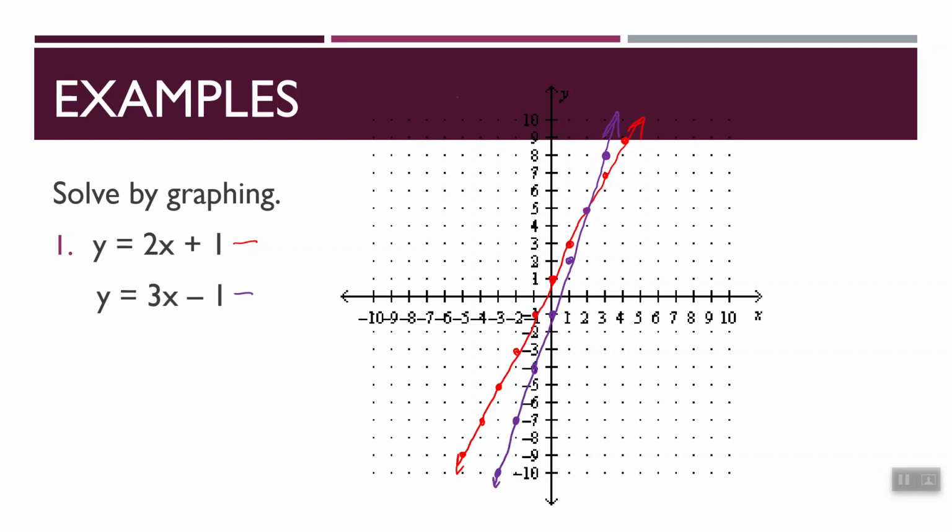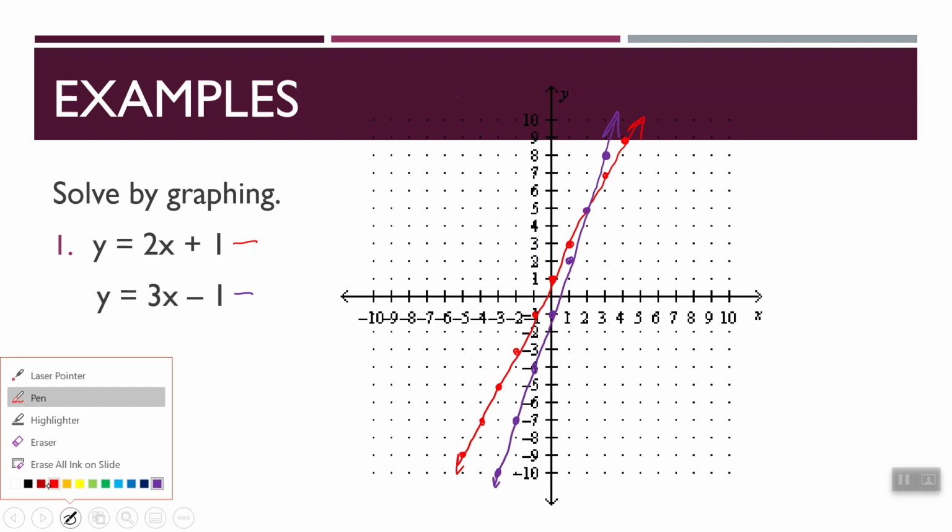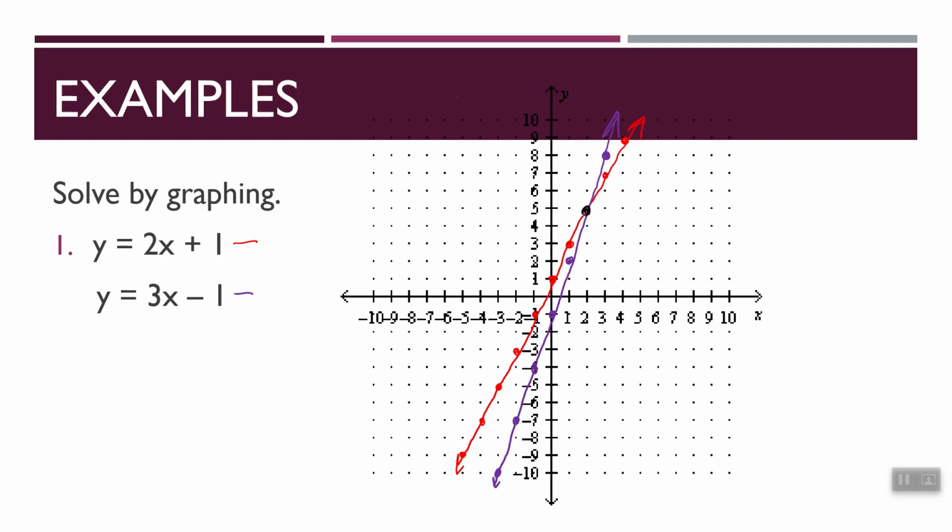And then we can see where these two lines intersect. I'm going to darken that point here. And when we solve by graphing, we then just write that answer as an ordered pair. So these two lines intersect at 2, 5. 2, 5 is the solution to the system.